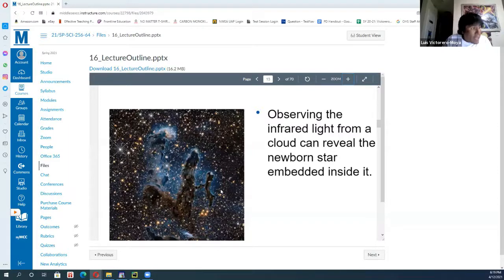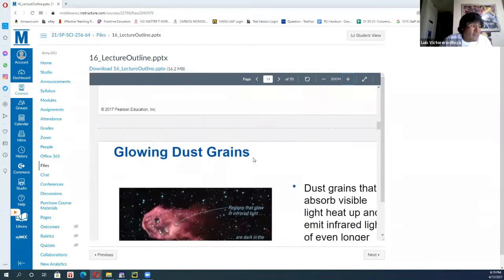However, they can ignite stars. But how will they ignite stars if they are just there, stable? Because they need to become unstable, all right? And there are different events for that to happen.